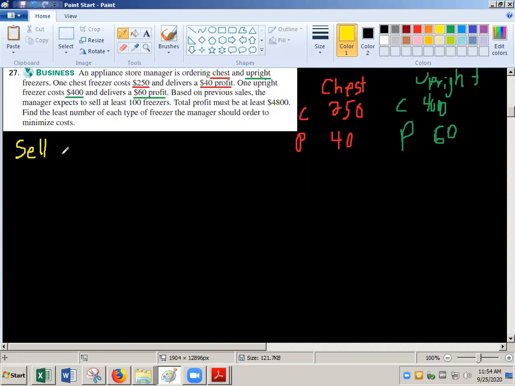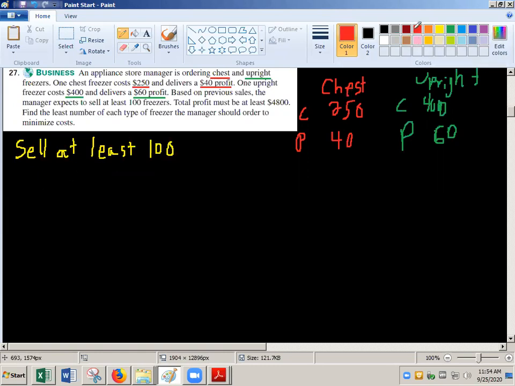And from here, based on previous sales, the manager expects to sell at least 100 freezers, okay? So what this means is that basically the x plus y here is going to be greater than or equal to 100, okay?